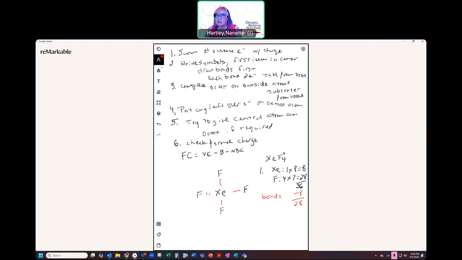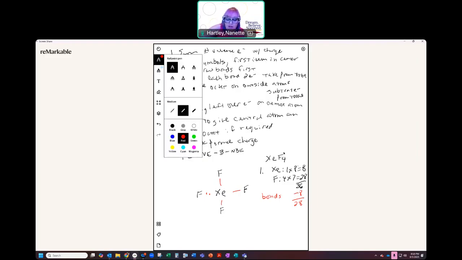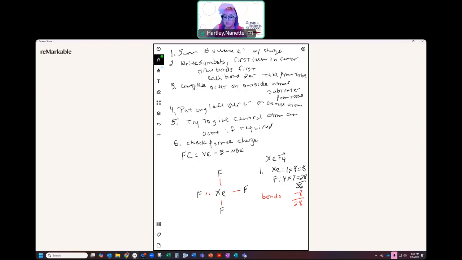Now, what's the next thing I do? Step 3 says complete the octet on the outside atoms and subtract the electrons from the total. So now I'm going to the outside atoms. I'm going to switch to a different color. I want to do the octets on the outside atoms. So now I'm looking at these on the outside. I'm going to fill the octets. So he's got access to 2 electrons right there. So I draw 3, 4, 5, 6, and 7, 8. I'm going to do that for all of these.